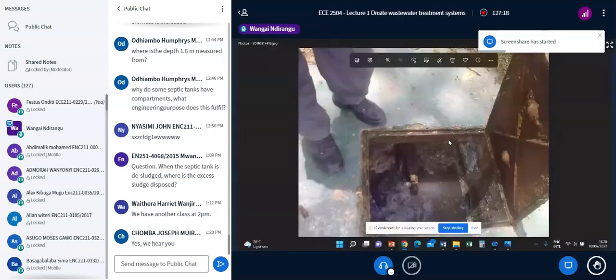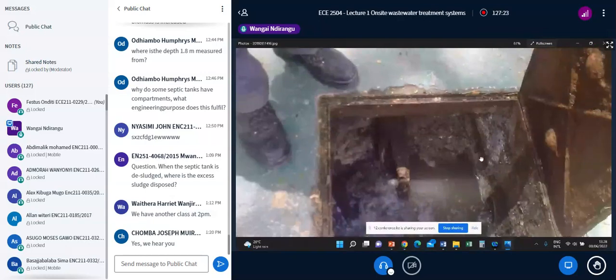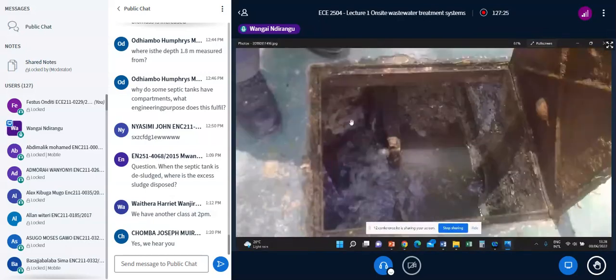Okay, so if you see this, you can see what happened here. Because of that mass, you can see this mass around here. I don't know that you can see it. There's a mass around here.